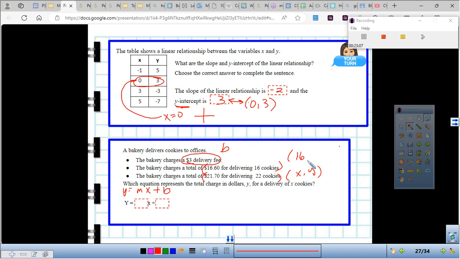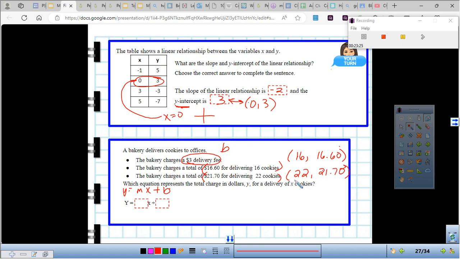I'm going to have 16. I'm going with 16, 60. And then let's check this next one over here. We're going to go with 22 cookies for 21.70.